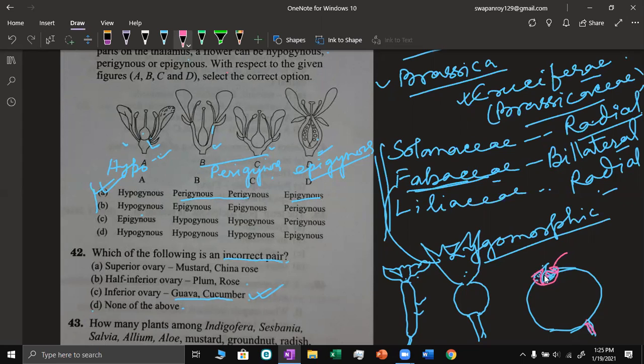And at the middle also, sometimes if you see carefully, you will find one pin-like structure. This is actually the style of the ovary. So it means what? That the ovary is below and all other parts are above.